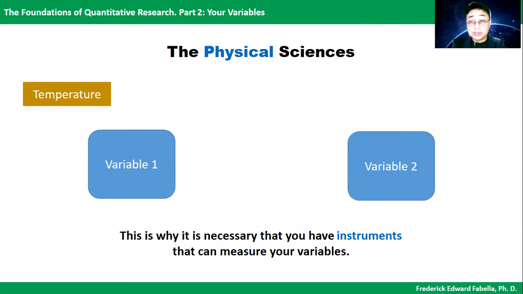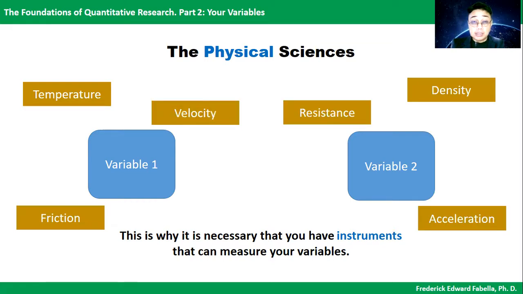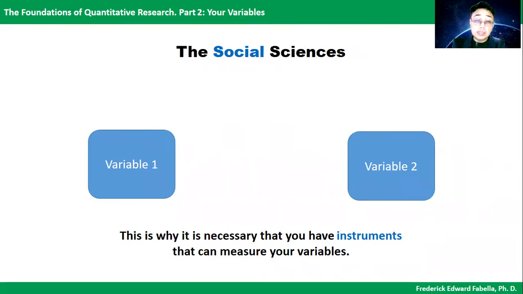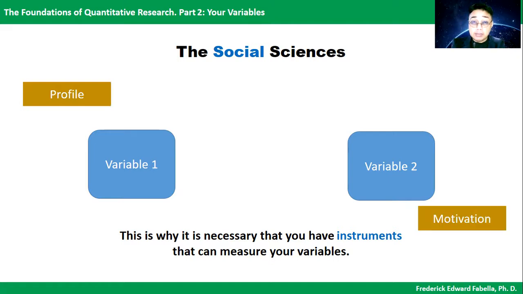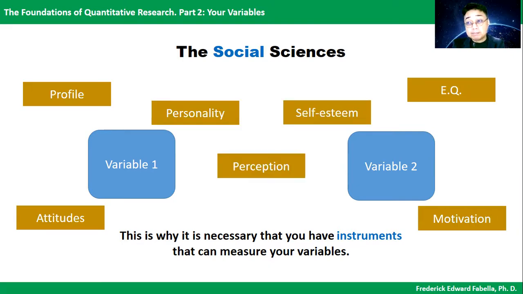So we have temperature, density, friction, acceleration, velocity, resistance, mass. All of these are variables that you can measure as long as you have the instrument necessary to measure them. But in the social sciences, we don't have physical variables. We have what are called constructs. So these take the form of variables such as profile, motivation, attitudes, emotional quotient, personality, self esteem, and perception.